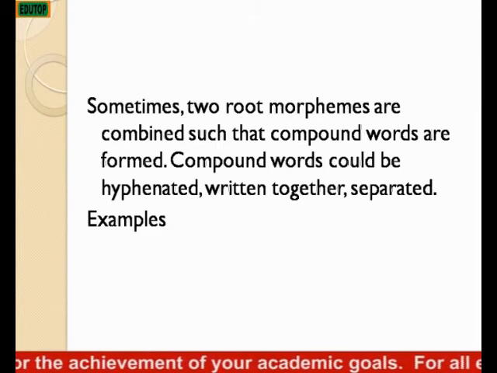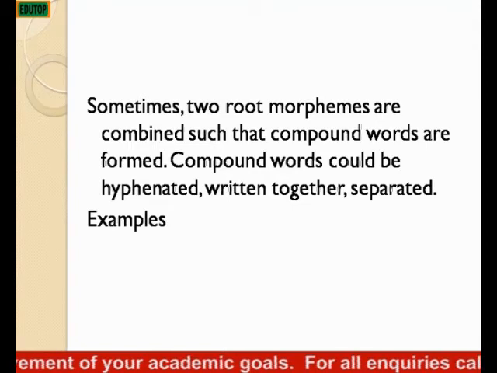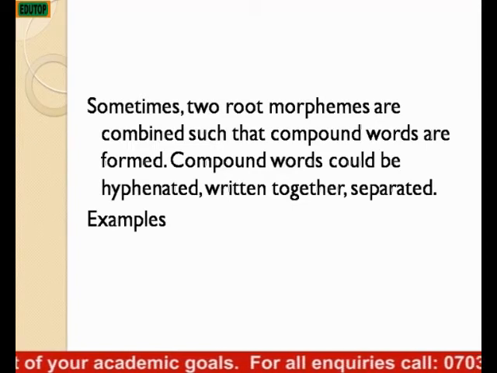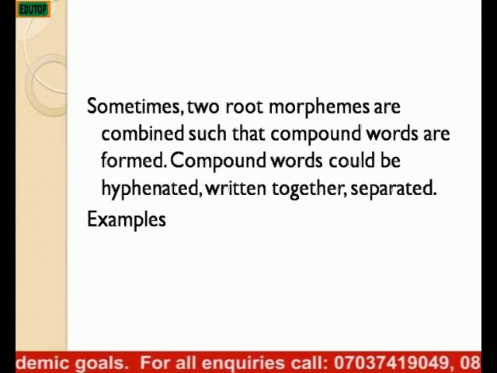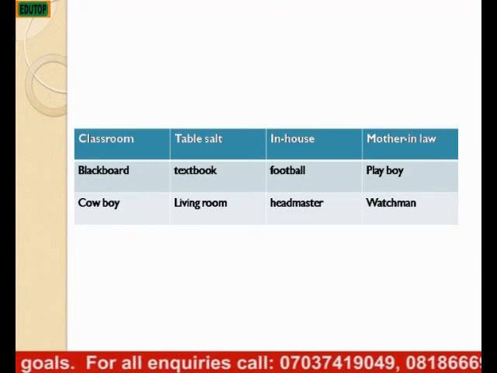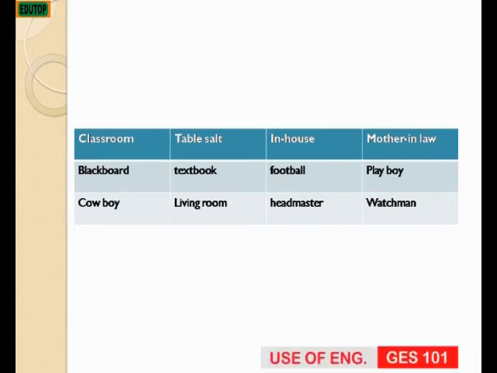The root morphemes sometimes combine two or more of itself, meaning you can have two or more morphemes in a word, and that is what we call compound words. Compound words could be hyphenated, it could be written together or separated. Let us look at the examples we have here. Classroom, table salt, in-house, mother-in-law, blackboard, textbook, football, playboy, cowboy, living room, headmaster, and watchman. We have a lot of them in English language.